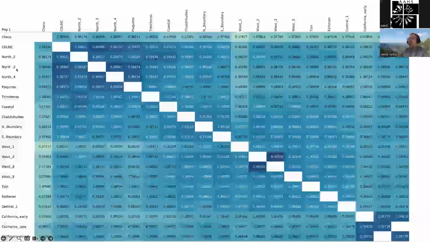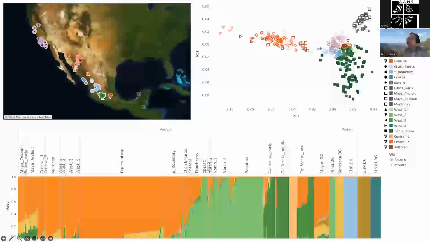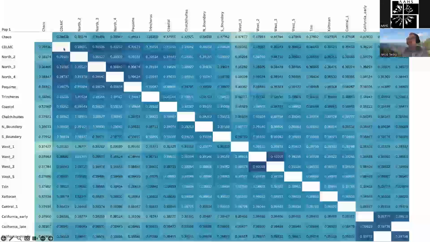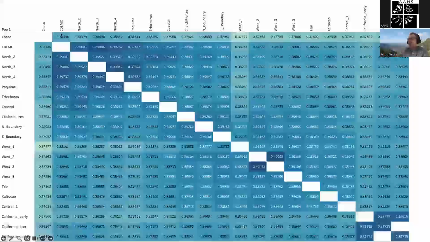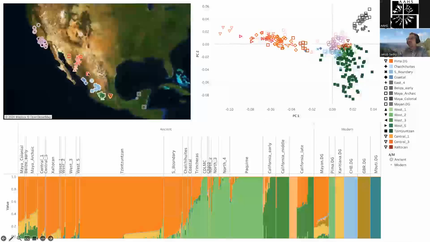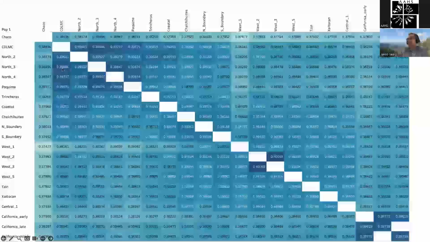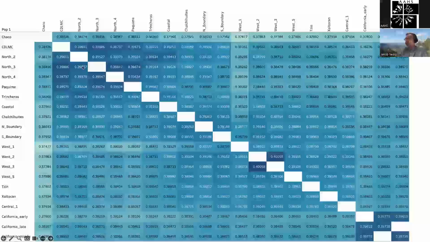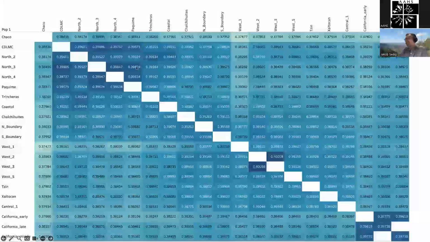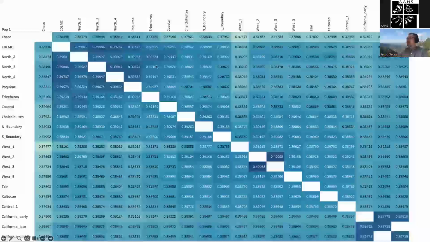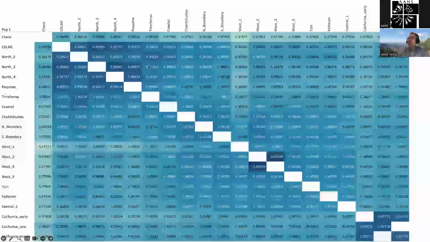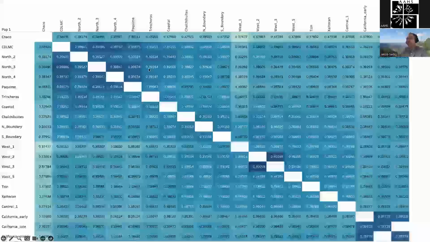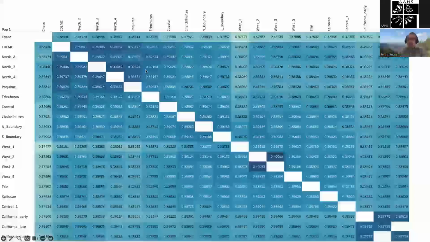So again, individuals from North 3, so North 3 is our sites here in Chihuahua, are more closely related to Cueva de los Muertos Chicos, this site, because they're dark blue, they have a higher value than other sites from northern Mexico. Or Paquimé, yeah, it's about the same as Paquimé, but definitely more closely related than Trincheras sites, which is geographically closer than Cueva de los Muertos Chicos. So again, something interesting going on.